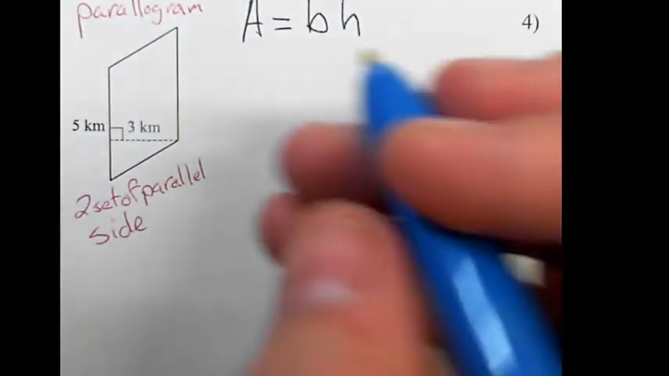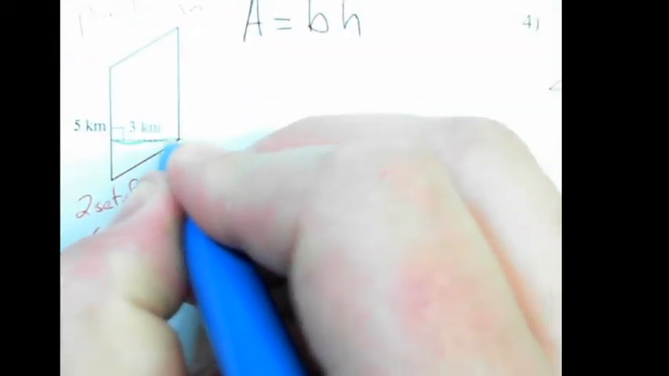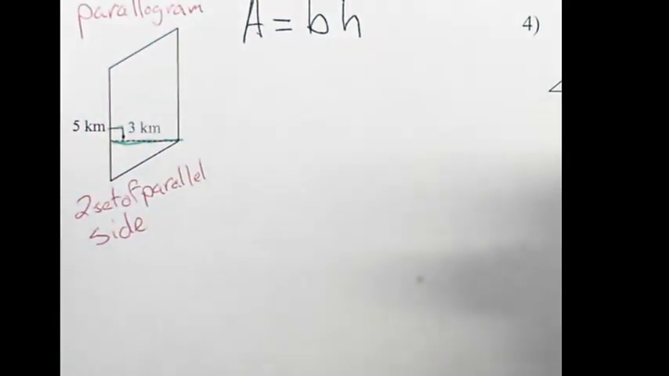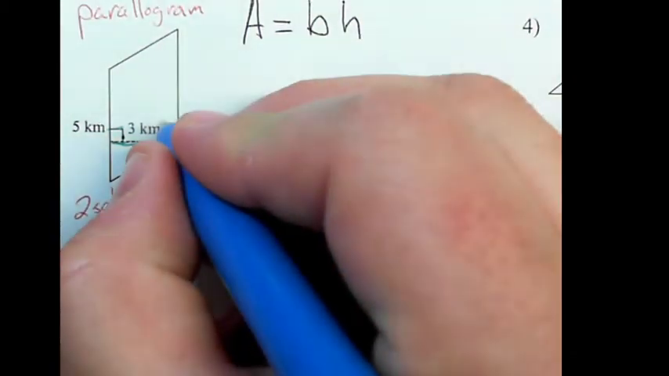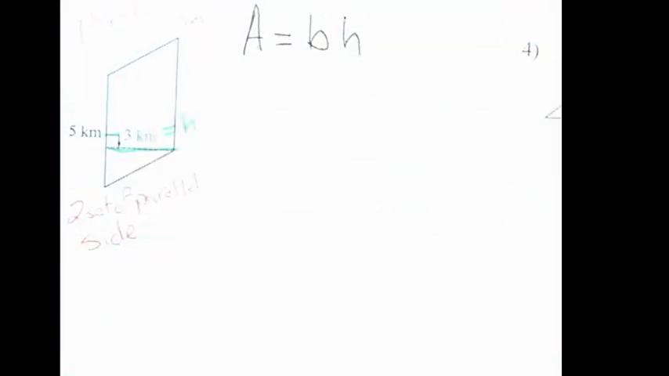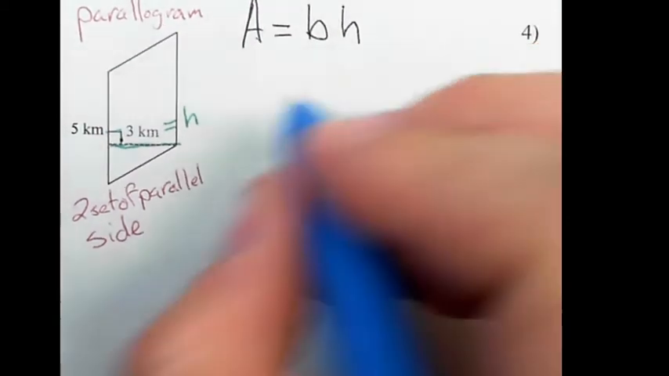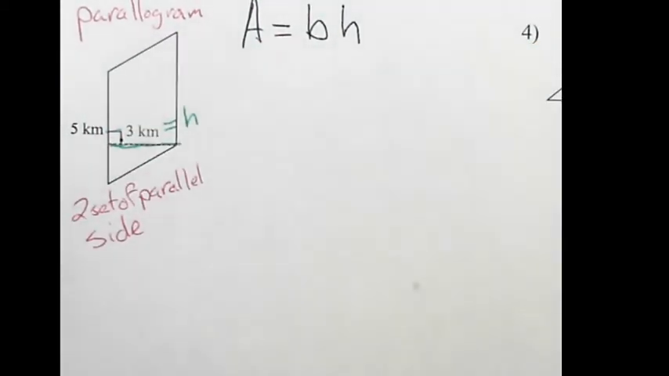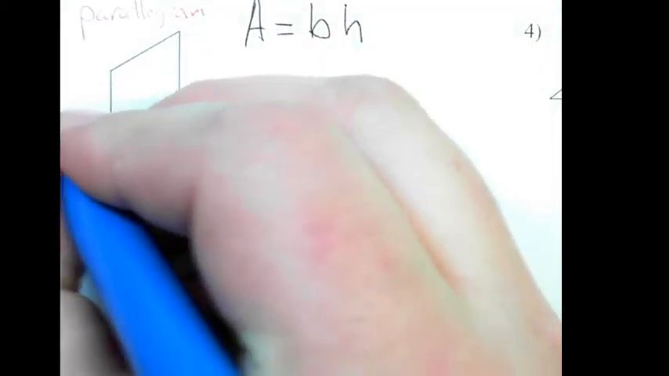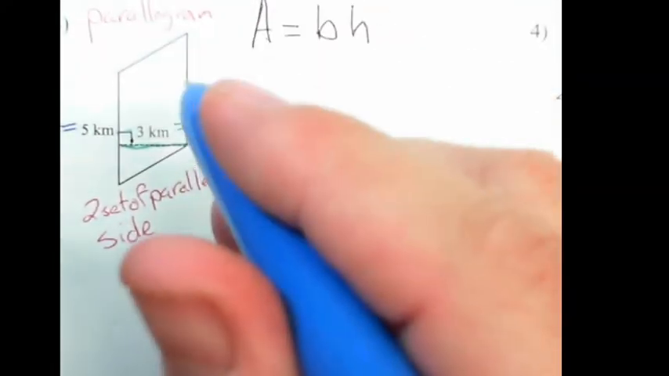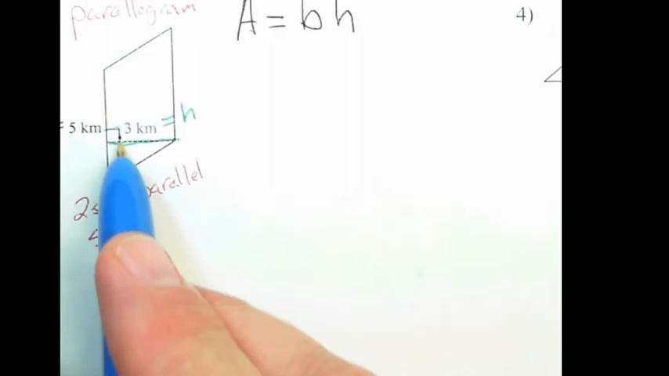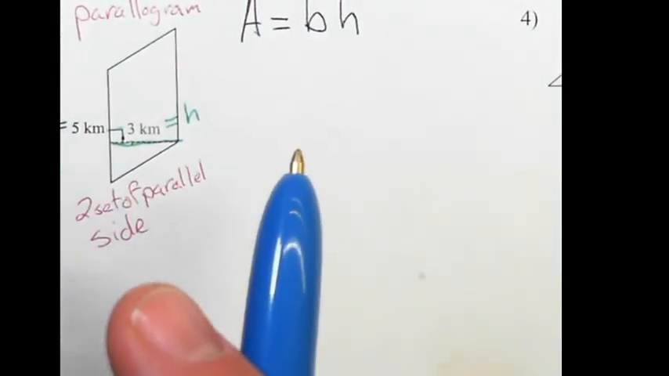If you're wondering what the altitude height is, it's the distance between the parallel bases, and it forms a 90-degree angle. So this would be my altitude height, and this would be a base. Now in a parallelogram that can go a multitude of ways, but we're just going to go with the altitude height they've given us.